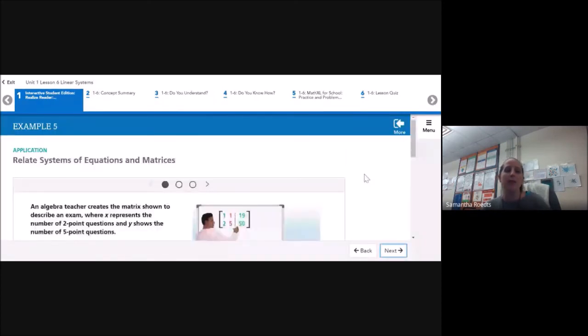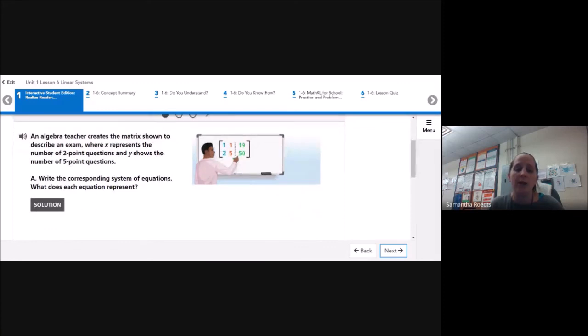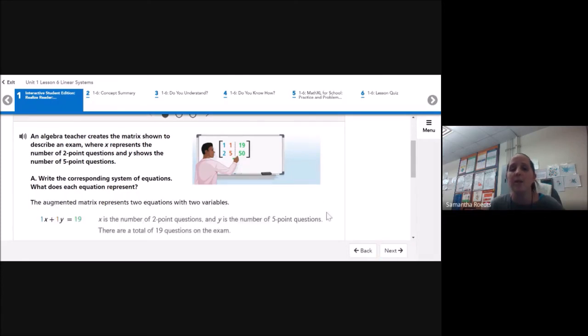Example number 5, relate systems of equations and matrices. So an algebra teacher creates the matrix shown to describe an exam, where x represents the number of 2-point questions, y shows the number of 5-point questions, and I want to write the corresponding system of equations, and what does each equation represent.